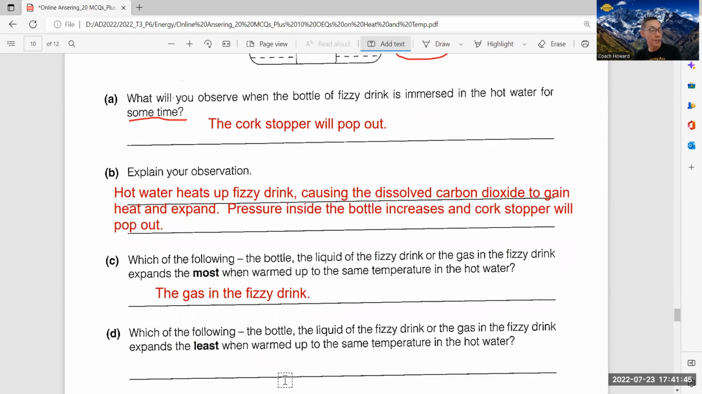Next, which expands the least? Of course, it is the bottle. Bottle is a solid. So the last one is the bottle. Same thing, I will send this to every one of you.